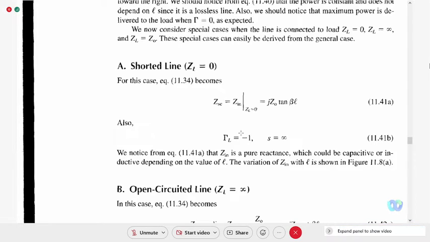Okay, and Z in is equal to j Z naught tan beta L. So the input impedance could be capacitive or inductive. That will depend on the length of the transmission line, the electrical length beta L, which is theta. If theta is from 0 to pi by 2, tan theta will be positive, so basically the input impedance will be inductive. If theta, meaning beta into L, is from 90 to 180 degrees, it will be capacitive. So that will depend on beta L, or you can say that will depend on the length of the transmission line.